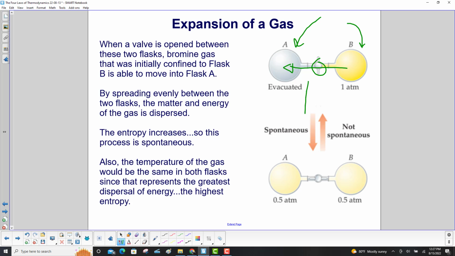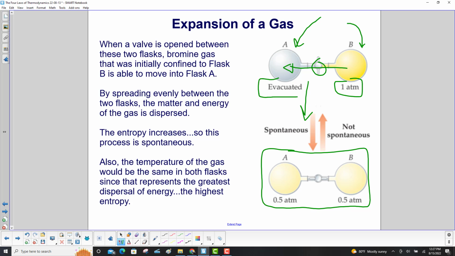So it's spontaneous going this way, where you now have half an atmosphere pressure in each one, where before you had 1 atmosphere and 0 pressure. It was a vacuum. This has higher entropy and is spontaneous. The gas then will not go back without doing extra work on it in that direction to put all the gas over in B and have nothing in A.